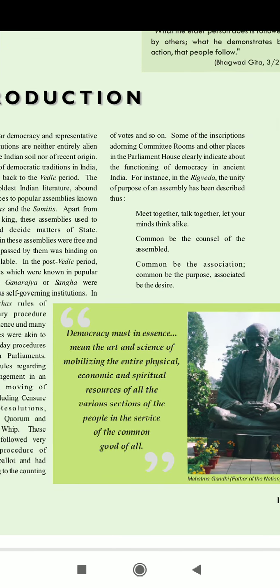Then, some of the inscriptions adorning committee rooms and other places in the Parliament House clearly indicate the functioning of democracy in ancient India. For instance, in the Rig Veda, the unity of purpose of an assembly has been described.